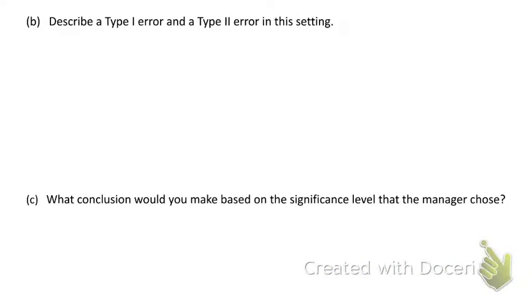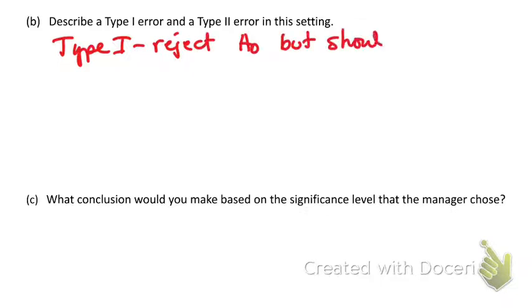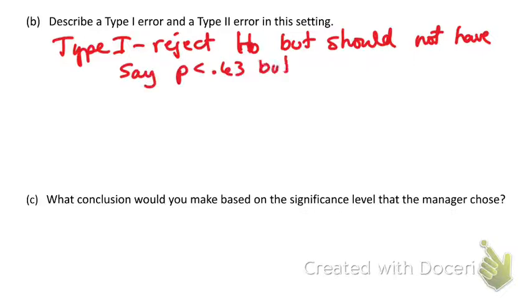Type 1, type 2 error, let's go. A type 1 error. This is when we reject the null hypothesis, but should not have. Okay, so let's think about what that means here. If we reject the null hypothesis, that means that we said that the proportion was less than 0.63, but it really was not. So this is us, we say p is less than 0.63, but it really is not. Uh-oh.